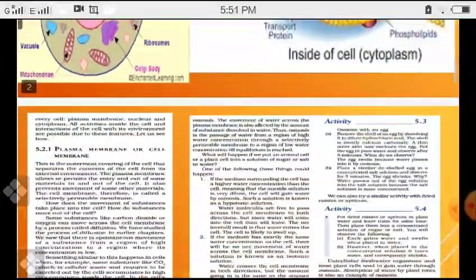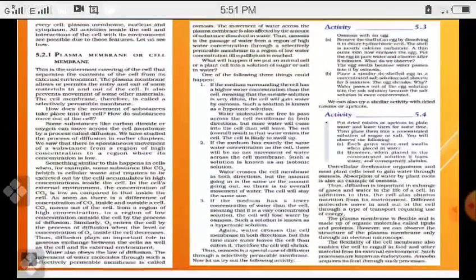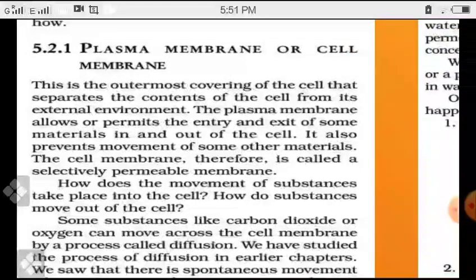So moving on to the textbook page. The cell actually has the plasma membrane, nucleus and the cytoplasm as the major parts. Now moving on to the cell membrane or the plasma membrane. This is the outermost covering of the cell and it separates the contents of the cell from its external environment. The plasma membrane permits the entry and exit of selected materials in and out of the cell. It also prevents the movement of some other materials.